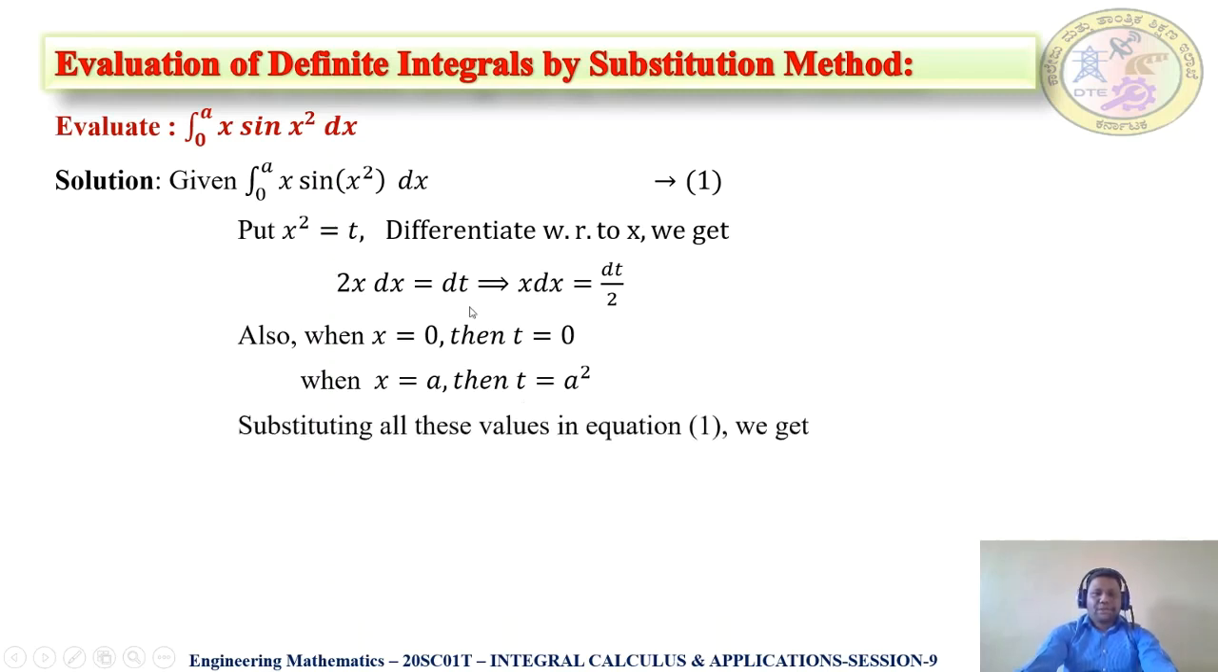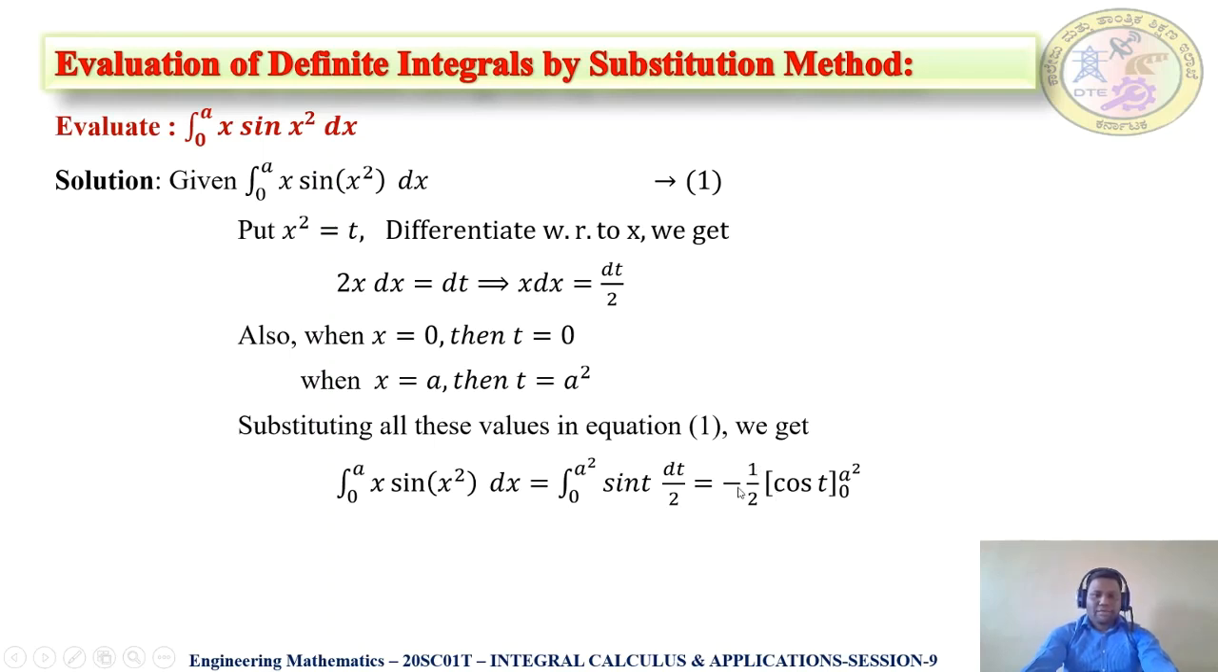Now substituting all these values in equation 1, we get here 0 to a x into sine square x dx becomes 0 to a square sine t into dt divided by 2. That means 0 is 0, in the place of a we have to substitute a square. Sine x square, in the place of x square, we have to put t, so it becomes sine t. Then x dx can be replaced by dt divided by 2.